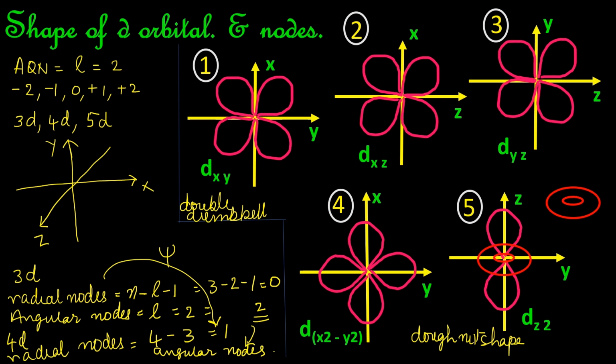Do practice it. We have already discussed the radial probability density function curve for 3D orbital in the previous video. So I am not repeating it here again. We have made a comparison there. I hope this video was of great use to you.